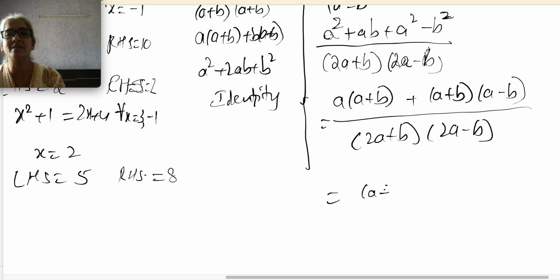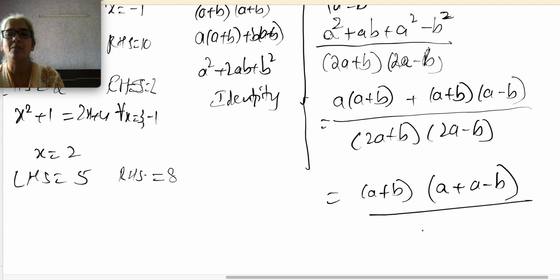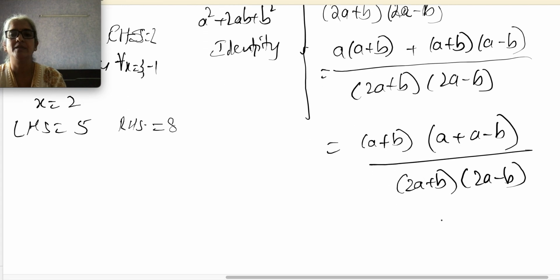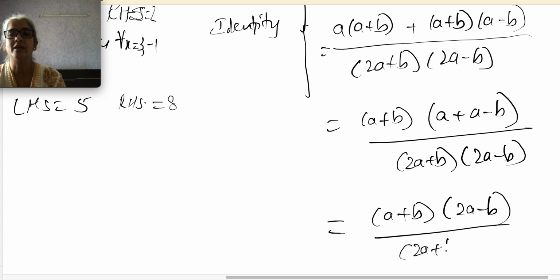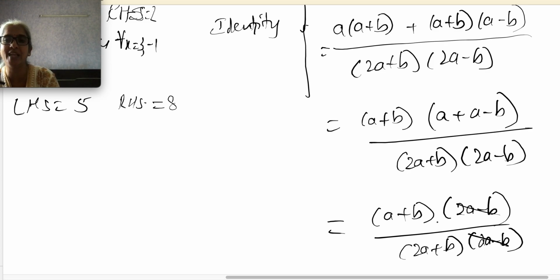Well, a plus b seems to be common, and what remains in the bracket is a plus a minus b upon 2a plus b times 2a minus b. It's very easy to see that numerator and denominator have a common factor, 2a minus b, and I am able to cancel it. Remember again, why I could cancel this is because b is not equal to plus or minus 2a. If it was equal, then I'm as good as cancelling zeros, which is not correct.